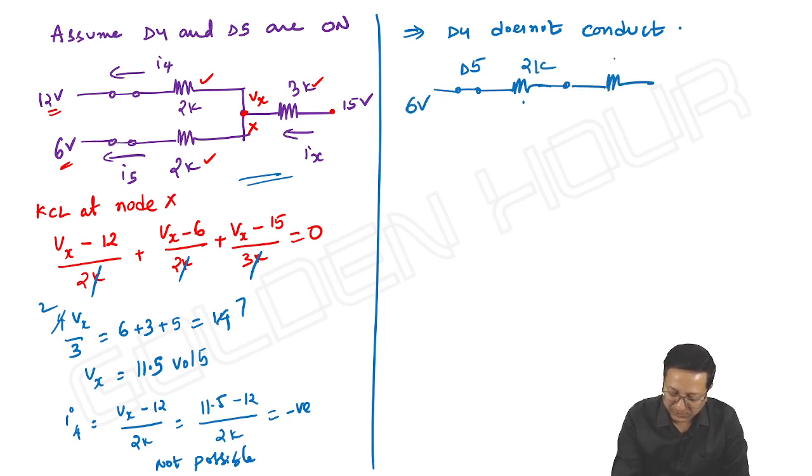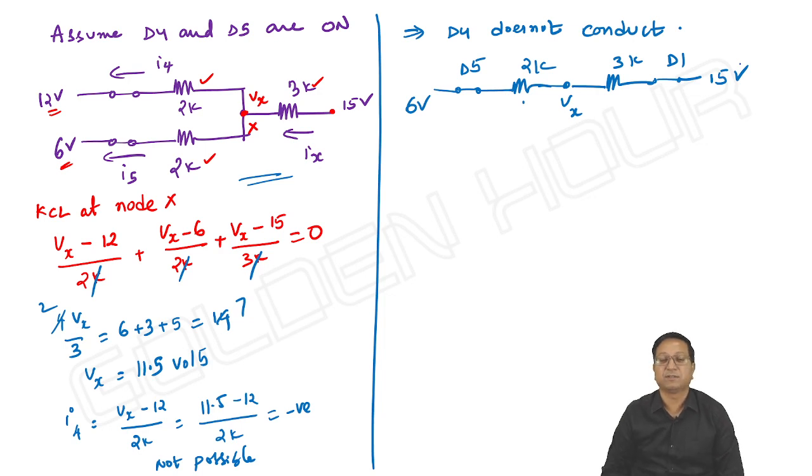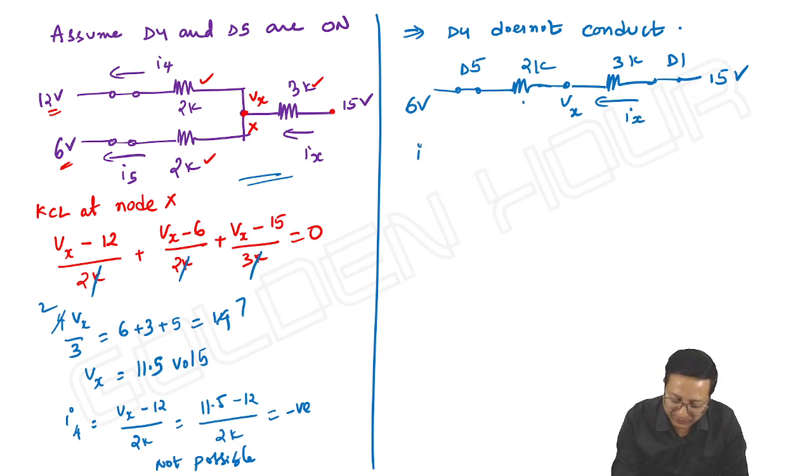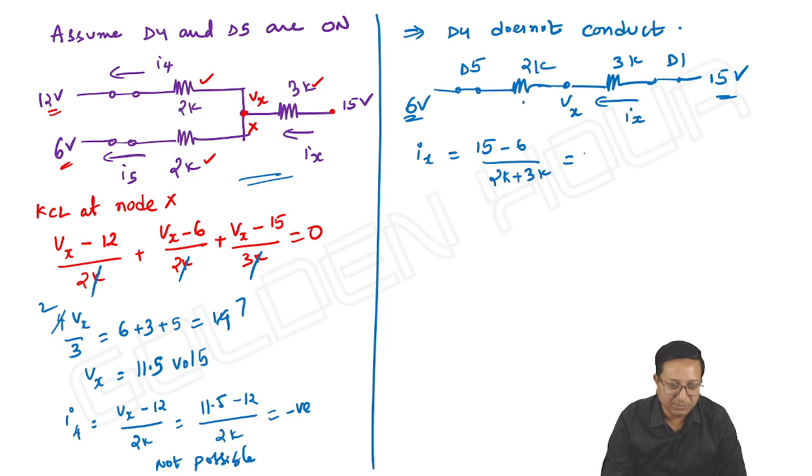After that, 3K. This voltage I wrote as Vx. Next, the diode D1, and after that, 15 volts. And the current through this 3K is Ix. So, how do we find this Ix? Ix is equal to 15 minus 6 by 2k plus 3k. 11 by 5, so 11 by 5 means 2.2 milliampere.